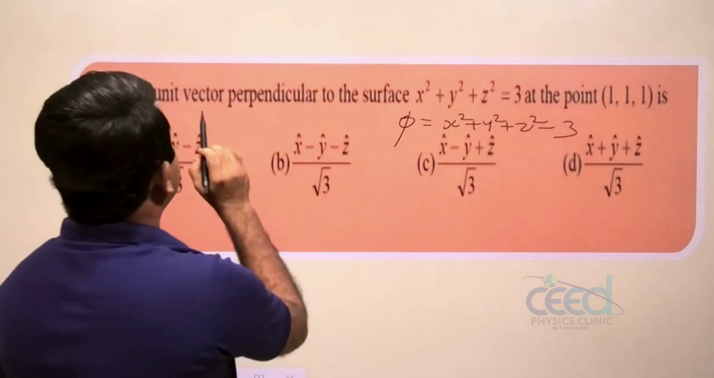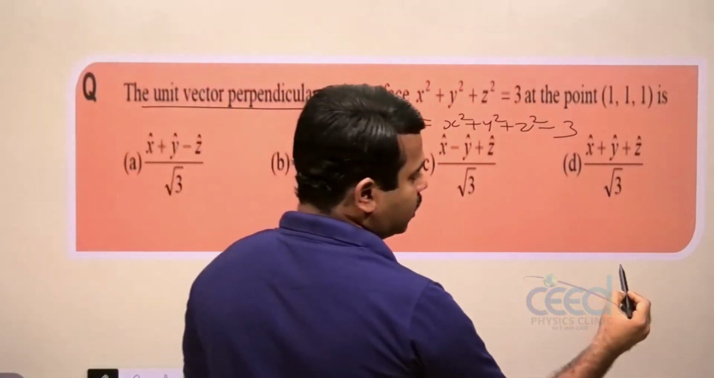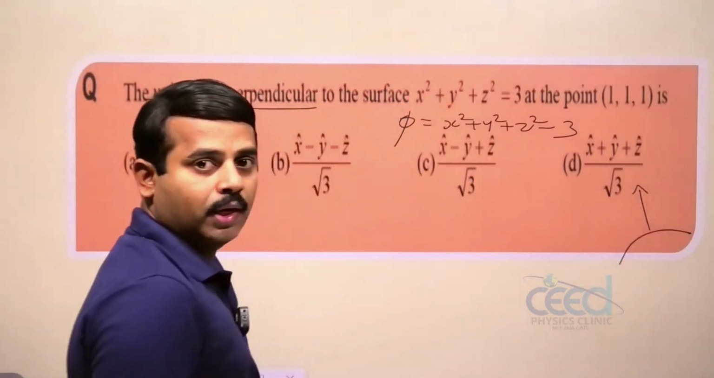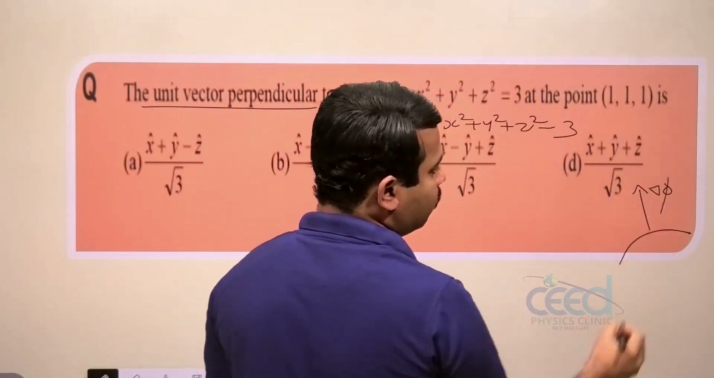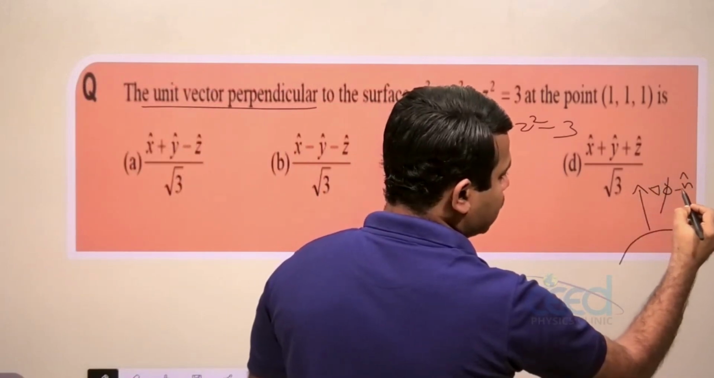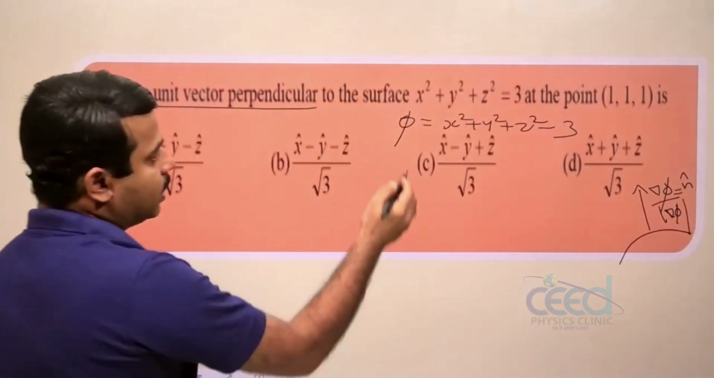Now, what is the unit vector perpendicular? If there is a surface and a unit vector perpendicular to it, that means it has the direction of gradient phi, right? Then the unit vector n cap is equal to gradient phi divided by its modulus, right? Then what is gradient phi?